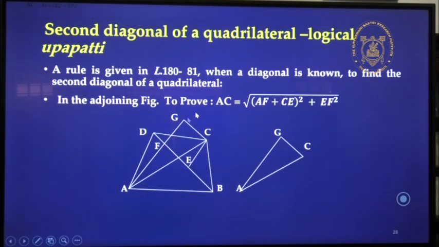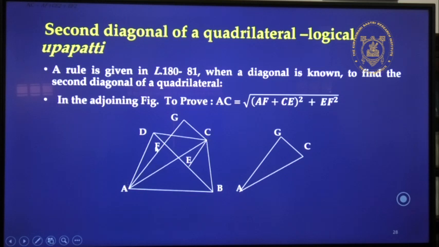Finding the other diagonal of a quadrilateral from one known diagonal. Here ABCD is the given quadrilateral and BD is the known diagonal. The commentator says that you draw two perpendiculars, AF and CE, from the two opposite vertices A and C to the main diagonal BD.